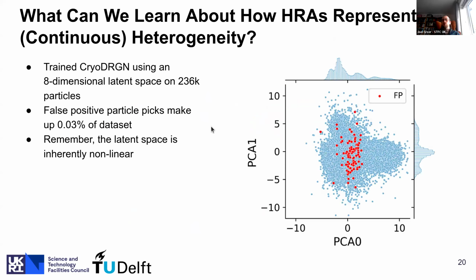Okay, so we've investigated discrete heterogeneity. What can we learn about how heterogeneous reconstruction algorithms actually represent, or are able to represent, continuous heterogeneity?